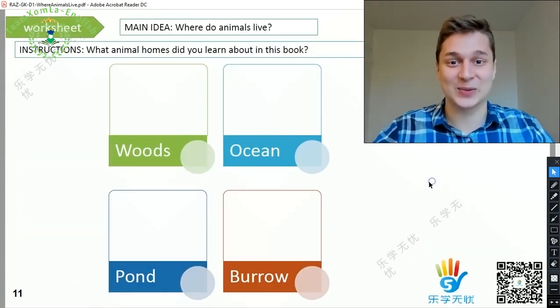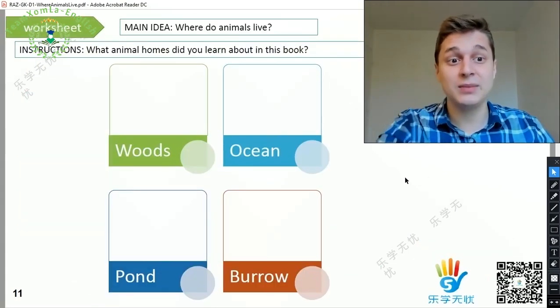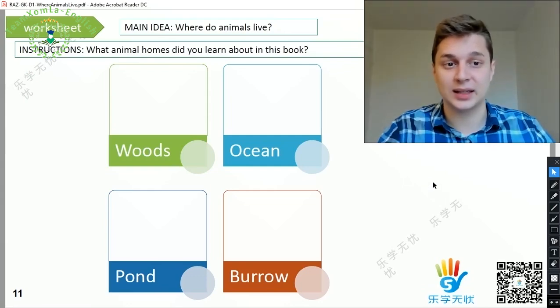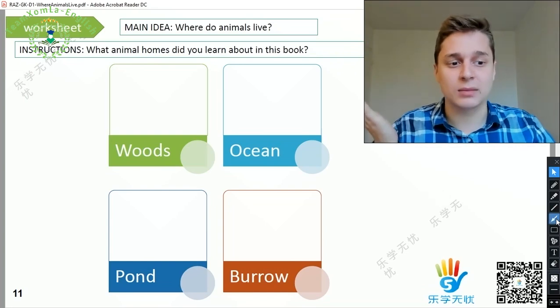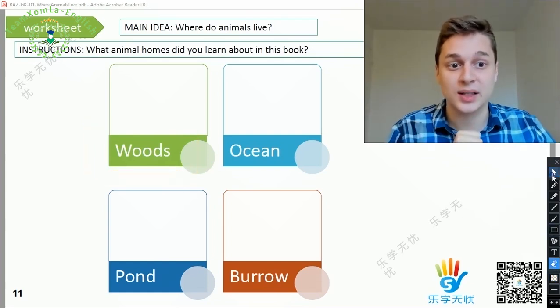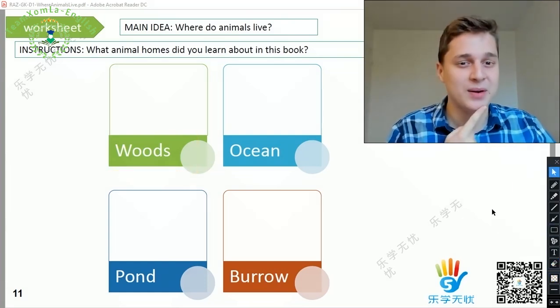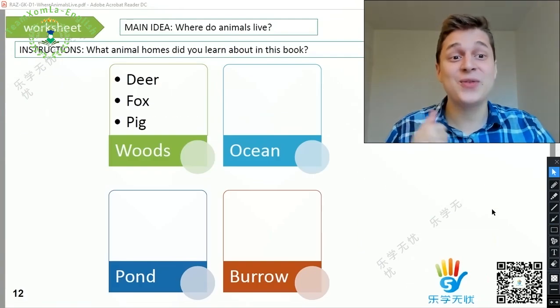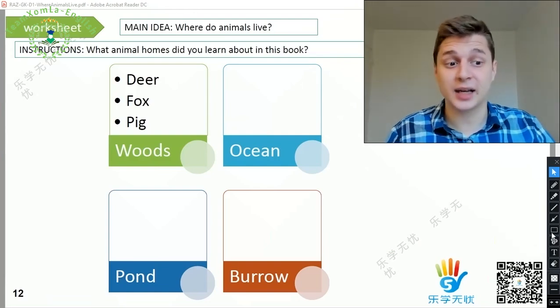Alright, excellent work everyone. It's time to go over all of these different places that we've seen. Which animals live in the woods? Which animals can we find in the forest? Do you remember? Here's a picture to remind you. Deer and foxes.